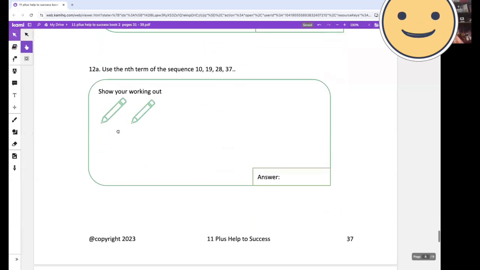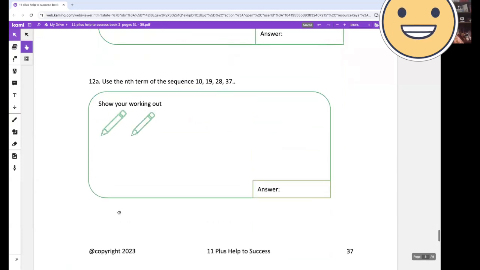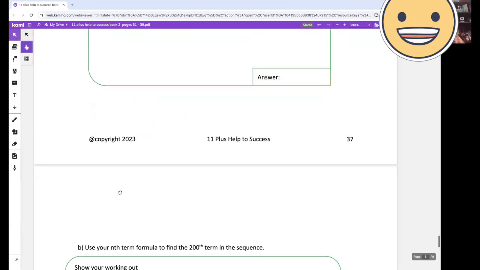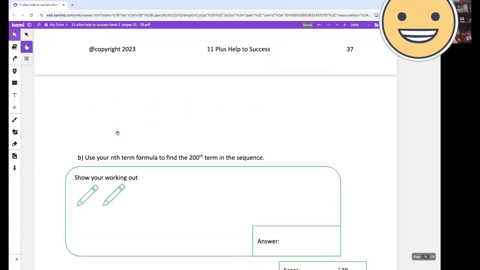The last one now, I think so, yes. It's 2 more parts for this one. 12A and B, the last one. Let's see who wants to do it. Ria, want to try doing it? 12A? Is it 9n plus 1? Good. And the last part of that? 12B.